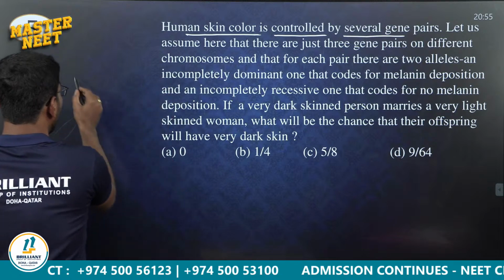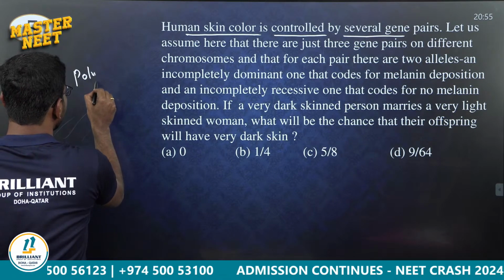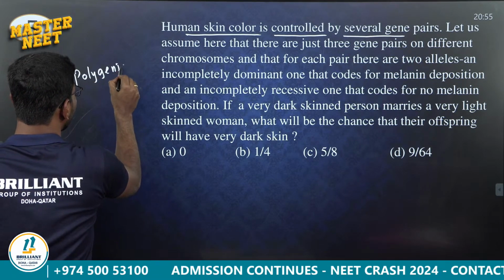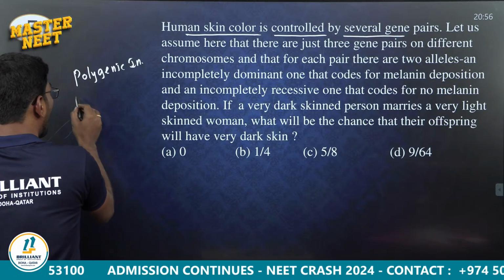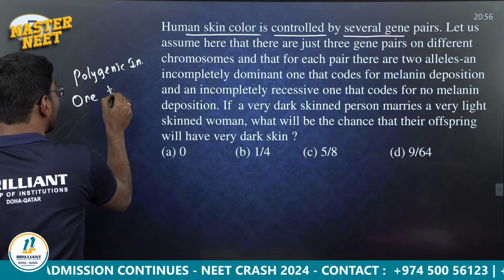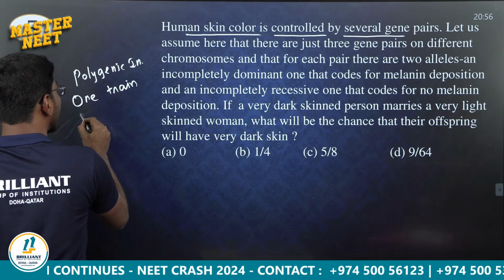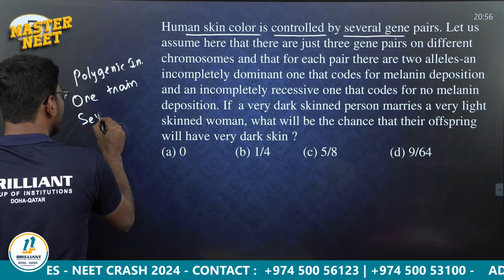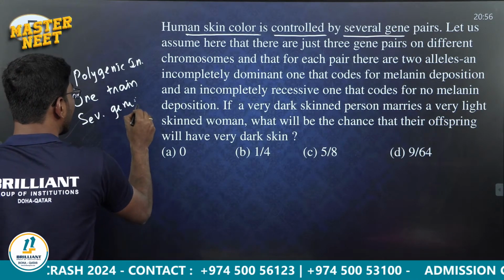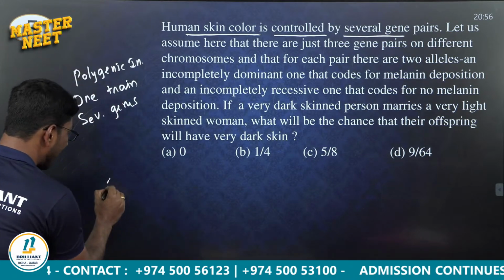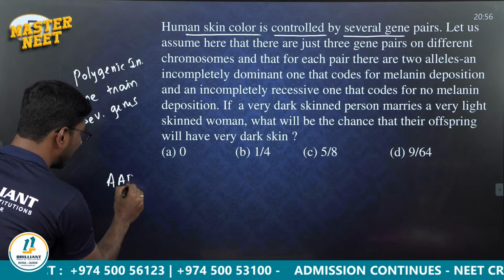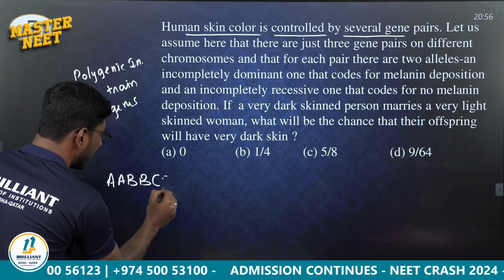Tell me here what happened. Polygenic inheritance is that inheritance where one trait is controlled by many or several genes. You got my point? Many genes are there. What are they? Capital A, capital A, capital B, capital B, capital C, capital C.